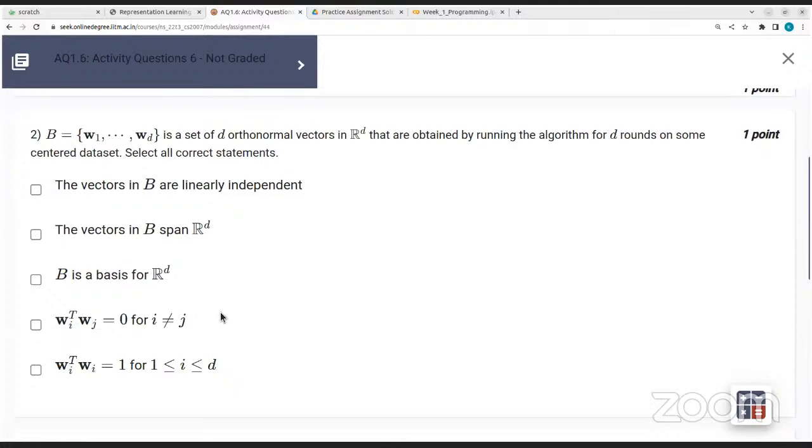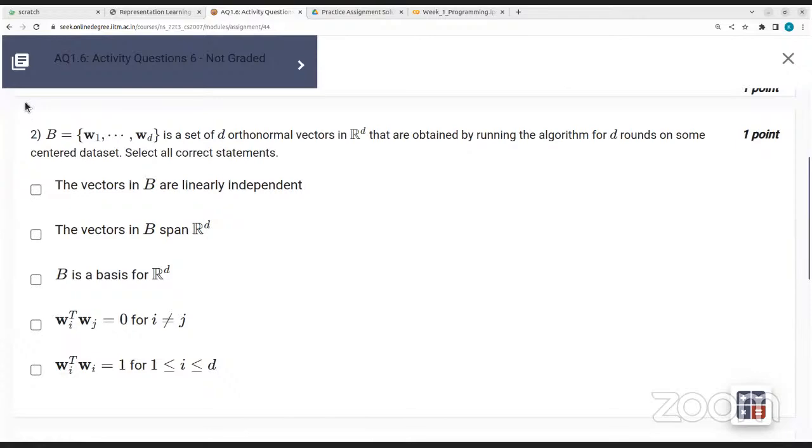You remember what orthonormal vectors are, right? Unit norm, right? So the norm of W should be 1. The norm of W is nothing but the square root of Wi transpose Wi, right? So, sir, that is why this is 1. Okay. Any other questions in activity and practice?